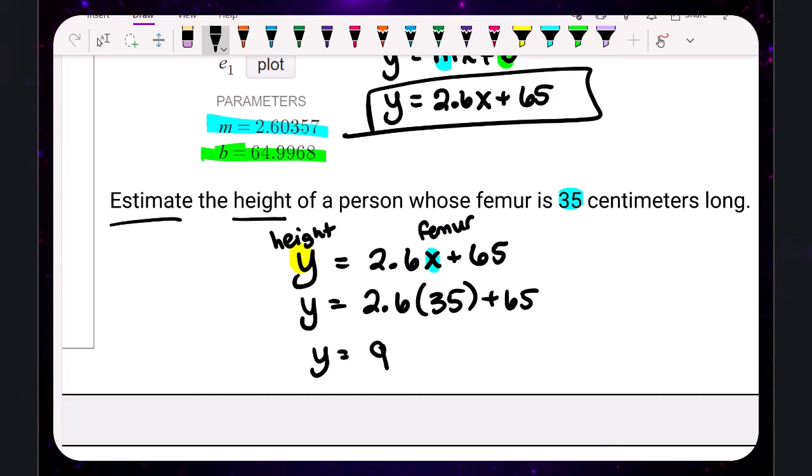And we can just type that into our calculator and see what we get for Y. So we wind up with 975. Sorry, I lied. It's not 975. It's 156. Okay, so that's 156 centimeters.